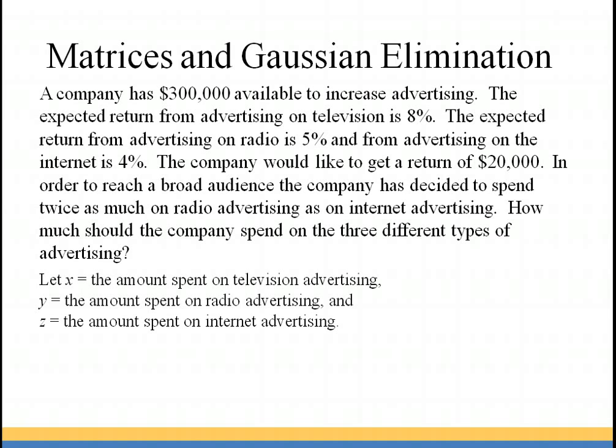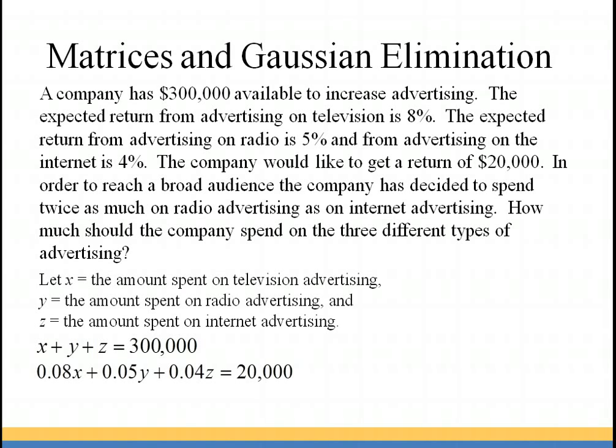First of all, we're going to let x equal the amount spent on television ads, y equal the amount spent on the radio advertising, and z the amount spent on the internet ads. For our first equation, we have the amount spent on each of the items totaling $300,000. For our second equation, we have the return on those dollars: 8% on television ads, 5% on radio ads, and 4% on the internet ads, totaling $20,000 in return.